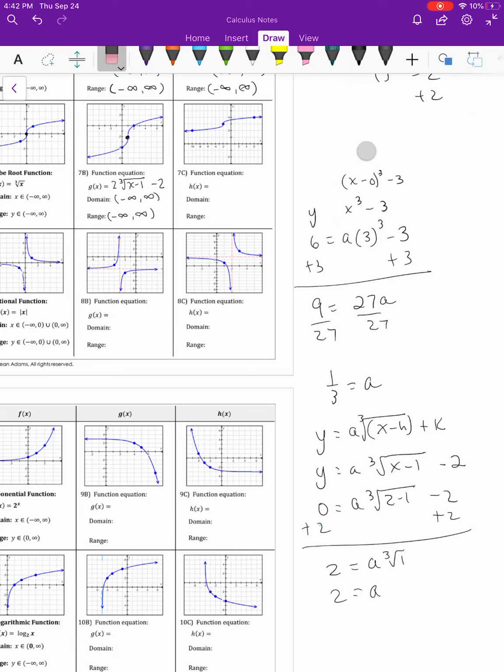Okay, so now I'm going to erase this one up here and do 7c. And we're going to start out with y equals a times the cube root of x minus h plus k. This one is over to the left 2, so x plus 2, and then we are up 3, so positive 3. And remember, we were looking at this point right here, over to the left 2 and up 3. And now we're going to use a point. I think I will use the point negative 10, 2.